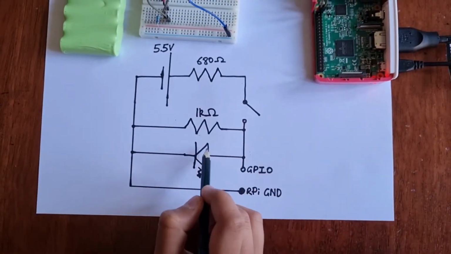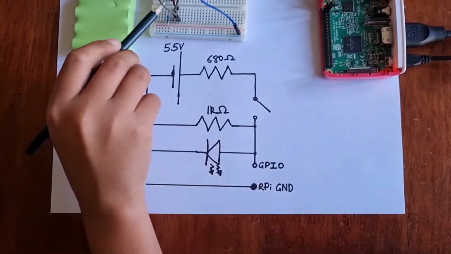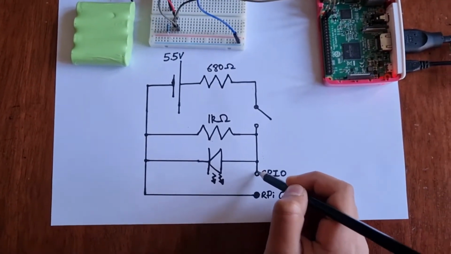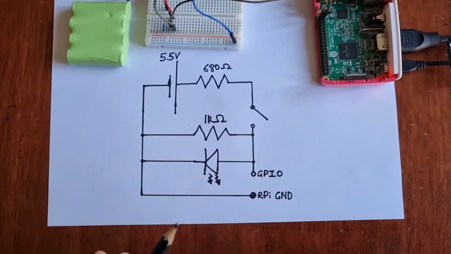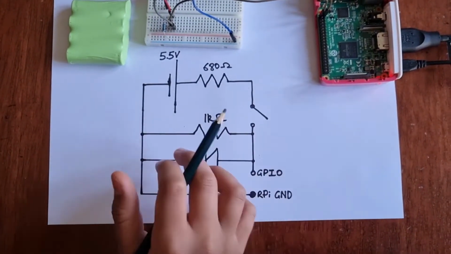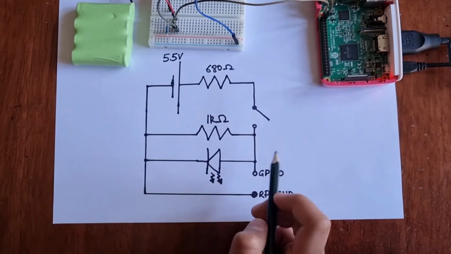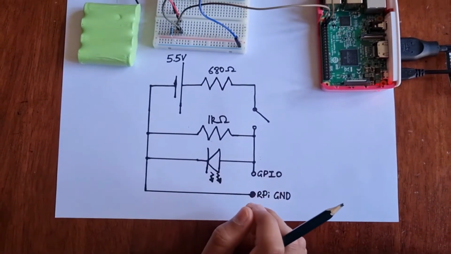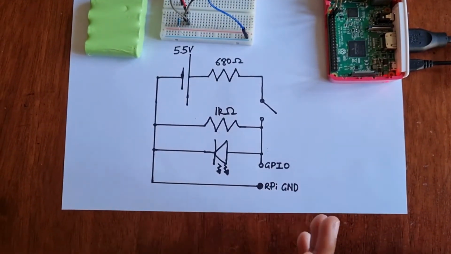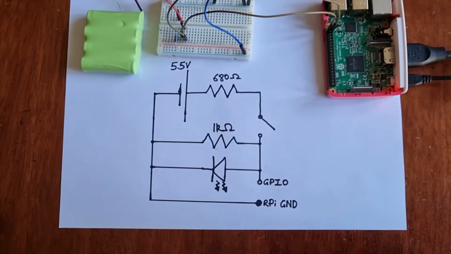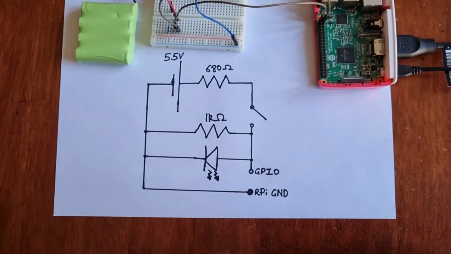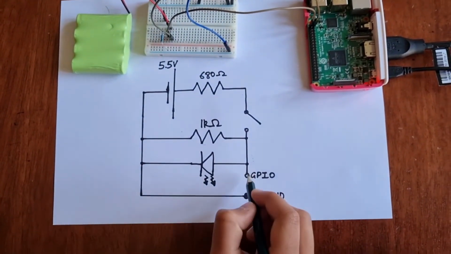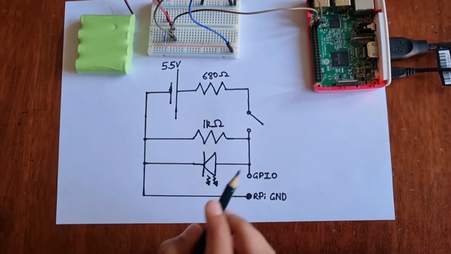But it also goes through the LED, which is here, so that the voltage that goes into the GPIO pin is always 2.7 volts. Without this, the voltage that goes into the GPIO pin is 3.1 volts, which is still under 3.3 volts, the maximum for the GPIO pin. But it's too close to the maximum, which is why I put this LED here, which limits it to 2.7 volts.